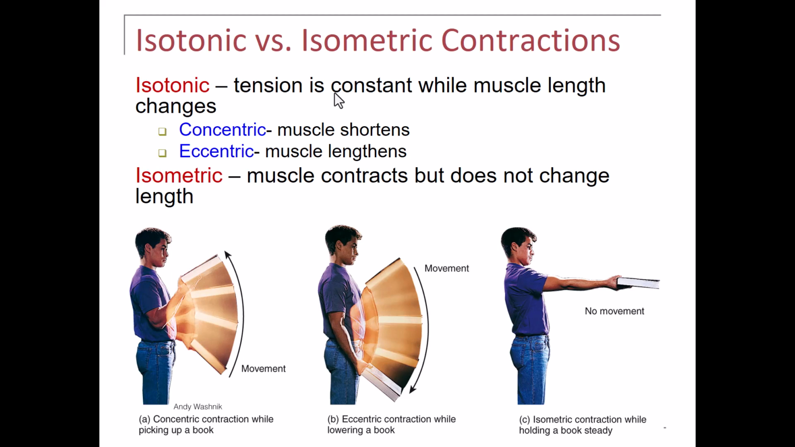And then isometric means that we still have muscle tension that is constant, but it doesn't change length. And we're usually not moving the load here, so that's isometric contraction, holding the book out. Also pushing up against something and not moving the load would make for an isometric contraction.